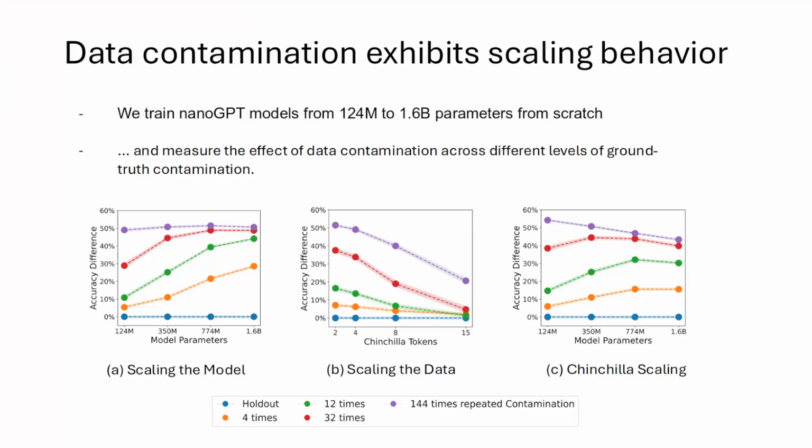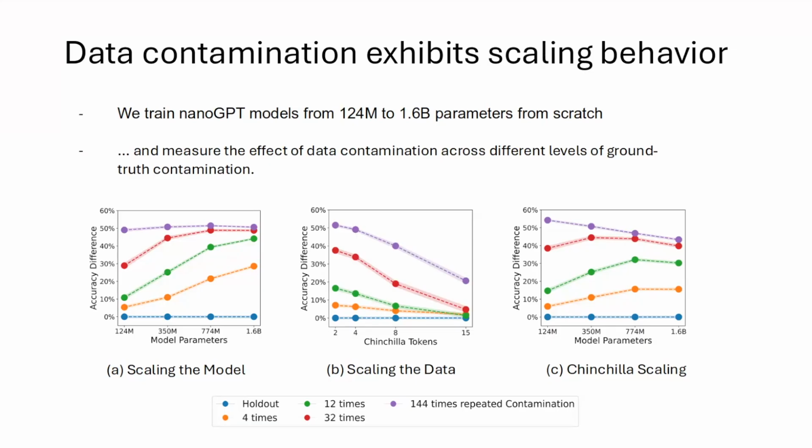But interestingly, there also exists a second countervailing effect, and this effect is depicted here. Here we keep the number of model parameters constant, and we increase the size of the training data set. We measure the size of the training data set in Chinchilla tokens. For those of you who know the Chinchilla scaling laws, this is a number of tokens that corresponds to the model parameters by a factor of 20x.